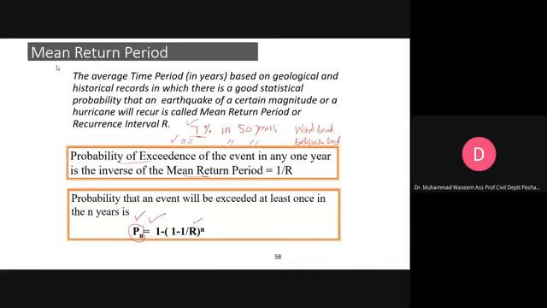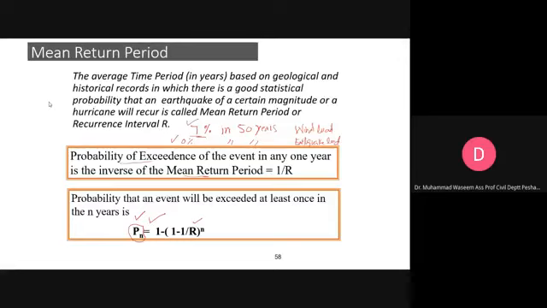Okay. Now the definition of mean return period is the average time period which is based on geological and historical records, in which there is a good statistical probability that an earthquake of certain magnitude or a hurricane will recur. Mean return period means the recurrence of any significant earthquake during the lifetime of your structure.